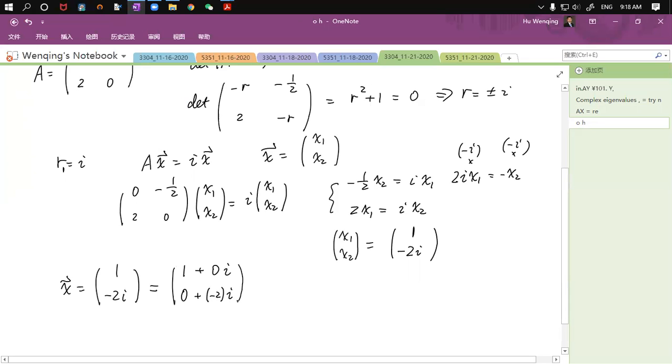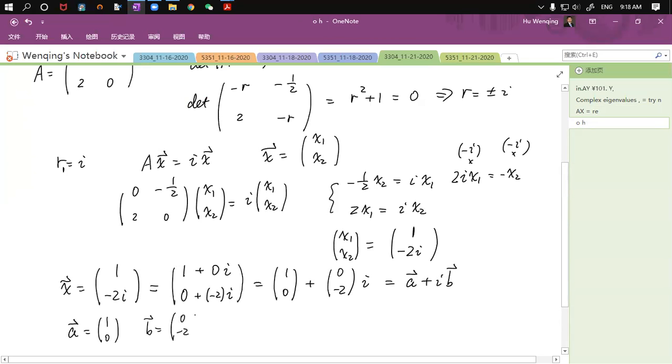Once you write everything in such a standard way, you can see that this is a vector 1, 0 plus another vector 0, minus 2 multiplied by i. Is that good, family? Now, if you set this to be a plus i times b, you get your vector. So a is equal to (1, 0), and b is equal to (0, minus 2). So you really find a and b.